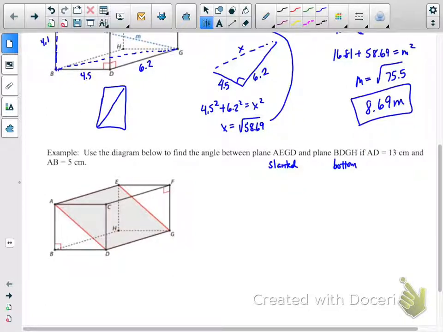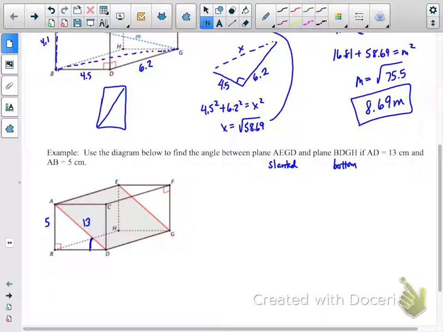All right, so AD is 13 and AB is 5. And we want to find the angle between the plane. Okay, so think about if we get a protractor in here and we measure. You're going to measure an angle from a horizontal side. So this is the angle that we're looking at here.